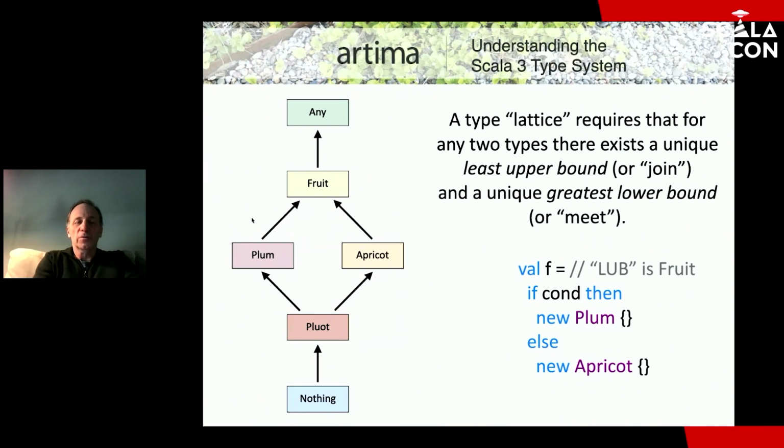So in Scala 2, it would decide that's a fruit. Let's just put it that way. And so that's why least upper bound matters. And there is a kind of degenerate case where in Scala 2, it could not compute a least upper bound. There is no least upper bound.